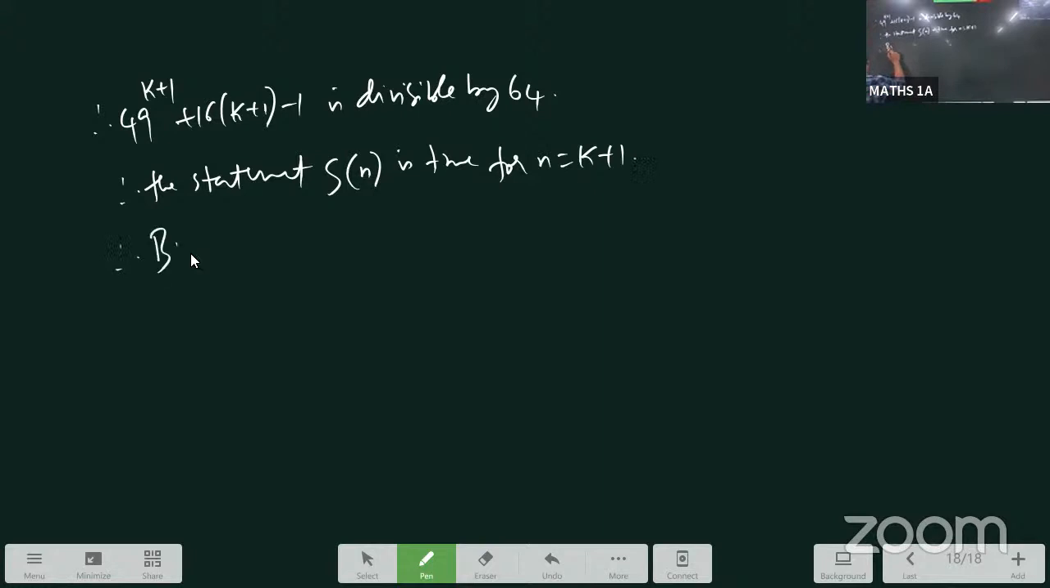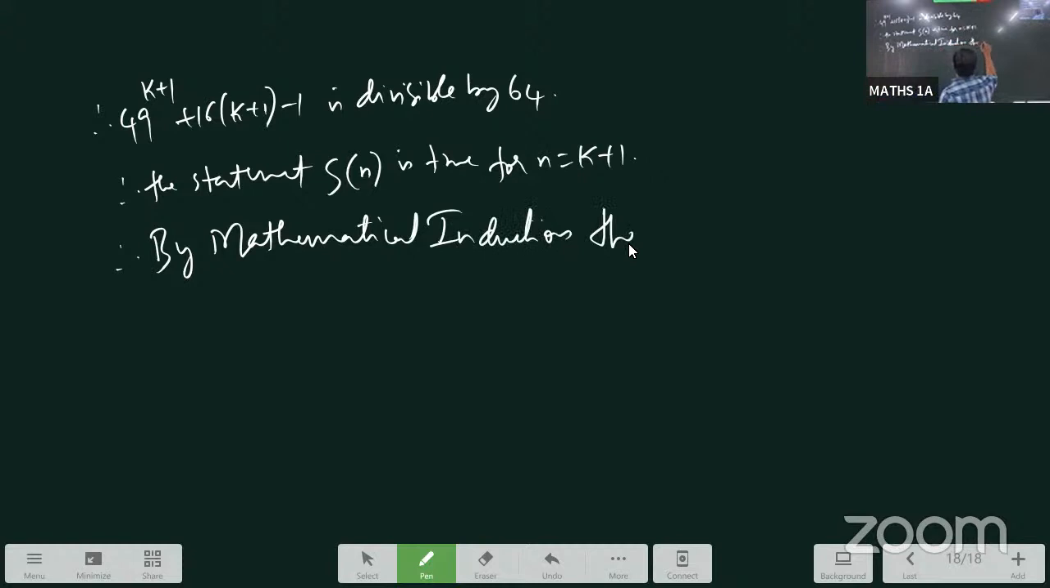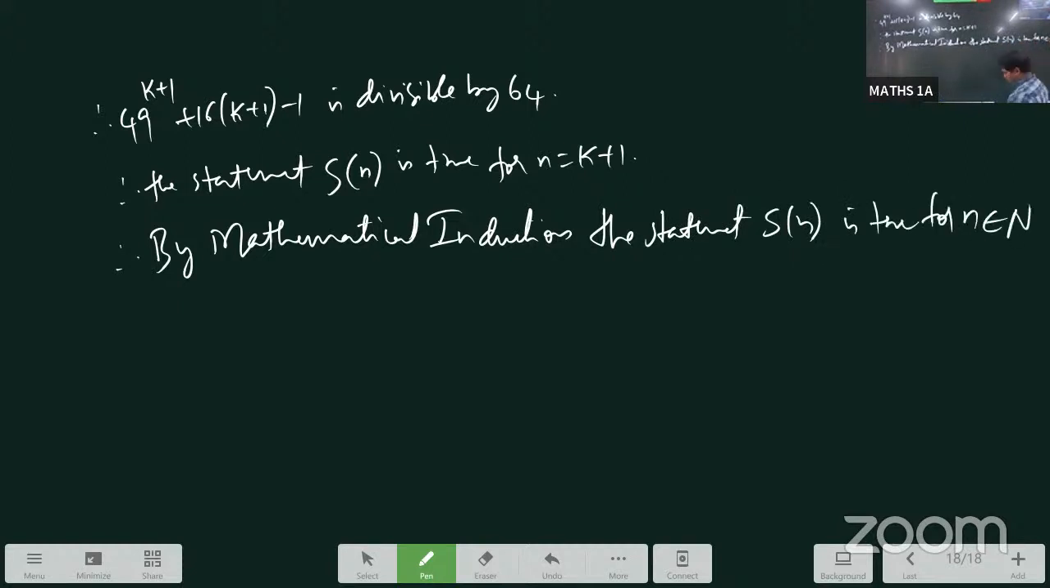Therefore, by mathematical induction, the statement S of n is true for n belongs to natural numbers. Your n belongs to natural numbers. Is it clear?